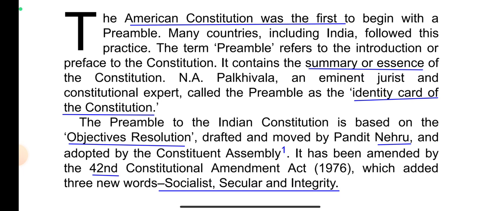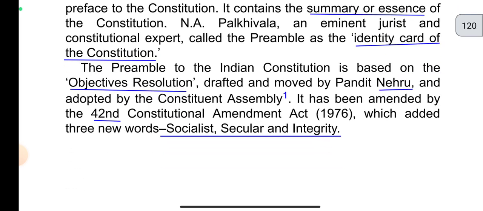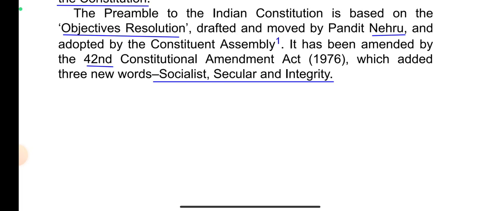An eminent jurist and constitutional expert called the preamble the identity card of the constitution. The preamble to the Indian Constitution is based on the Objectives Resolution drafted and moved by Pandit Nehru and adopted by the Constituent Assembly. It has been amended by the 42nd Constitutional Amendment Act 1976, which added 3 new words: socialist, secular and integrity. Okay, so remember this 42nd Constitutional Amendment Act added 3 new words in 1976. What are they? Socialist, secular and integrity.